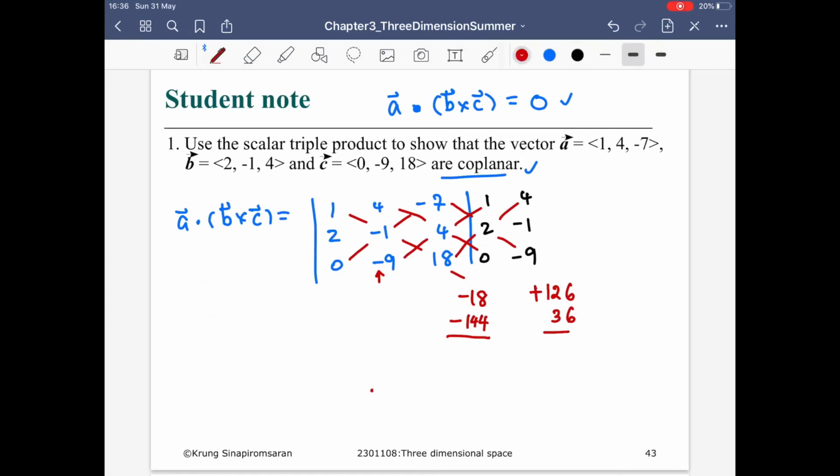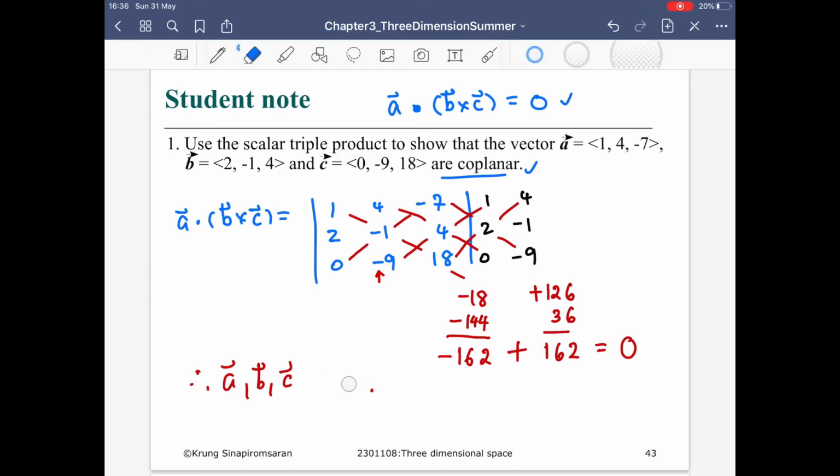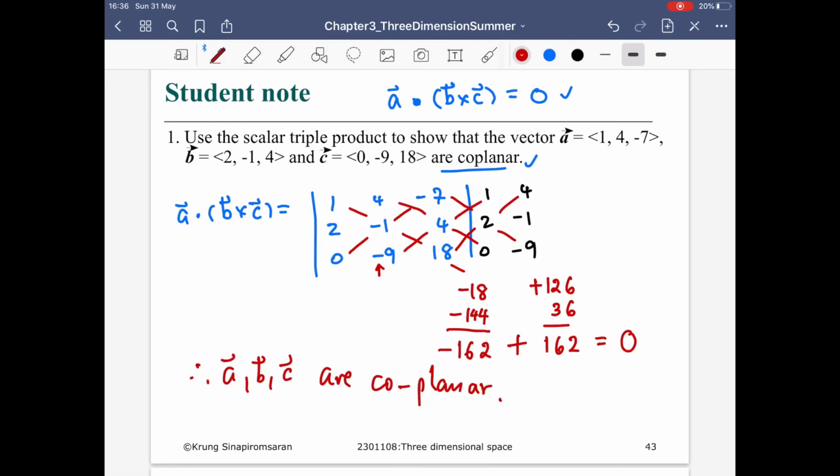What is it that you got? For the positive part, you have 162, right? For the negative part, you got -162. So you add them up to get a scalar triple product of 0. Because it is 0, your A, your B, and your C lie on the same plane, or they are coplanar. Okay, so they are on the same plane, just like that.